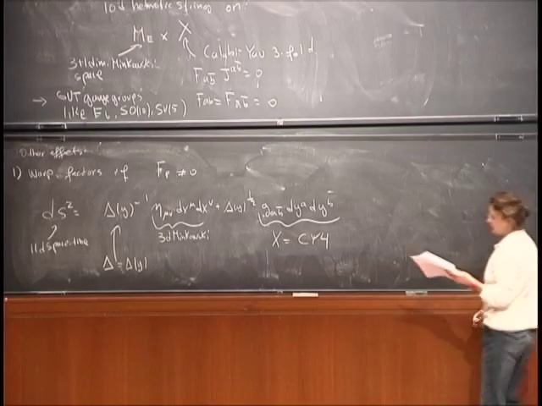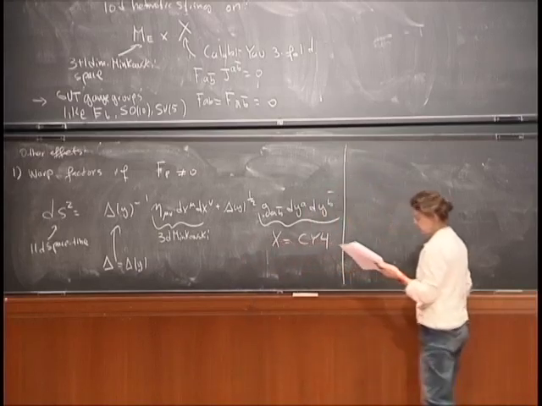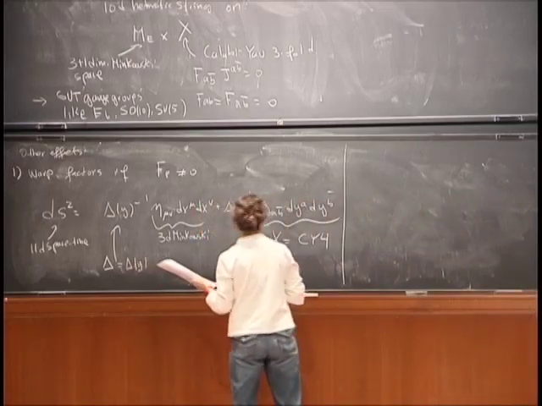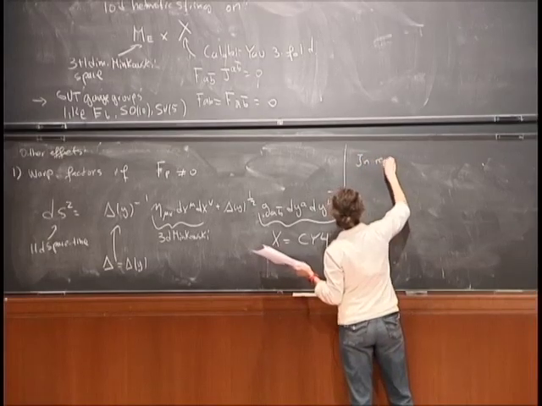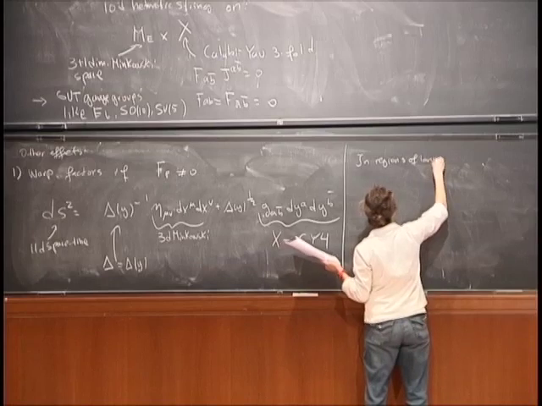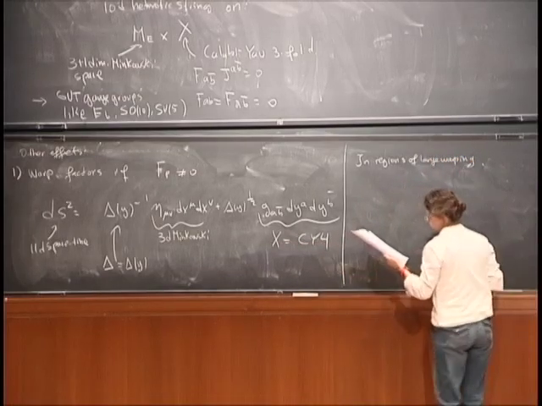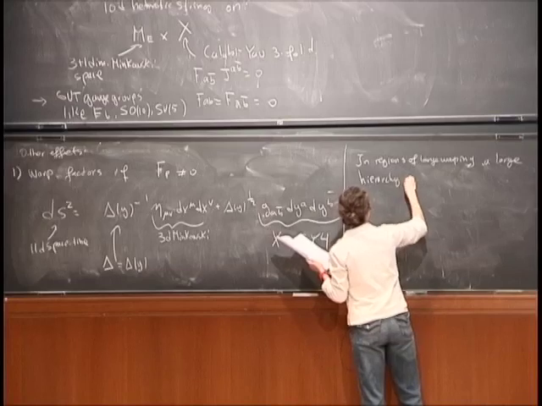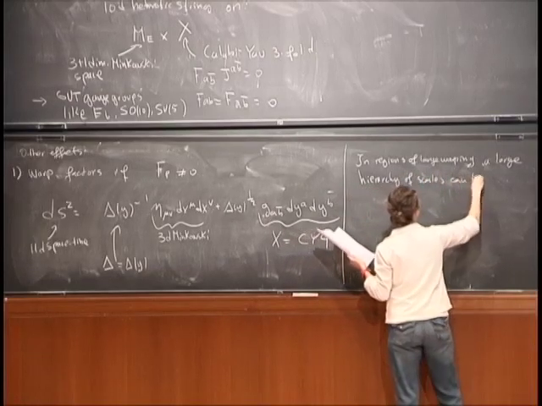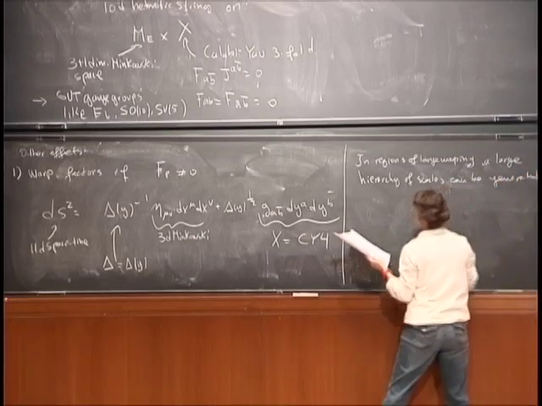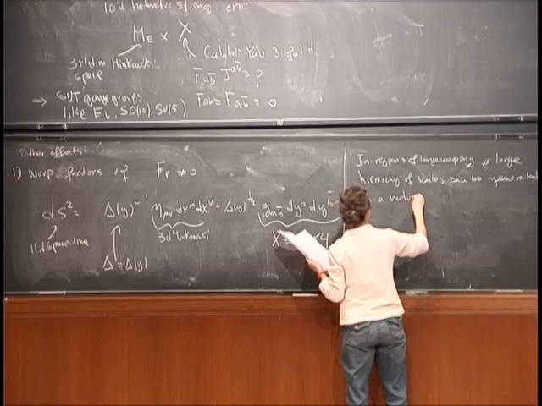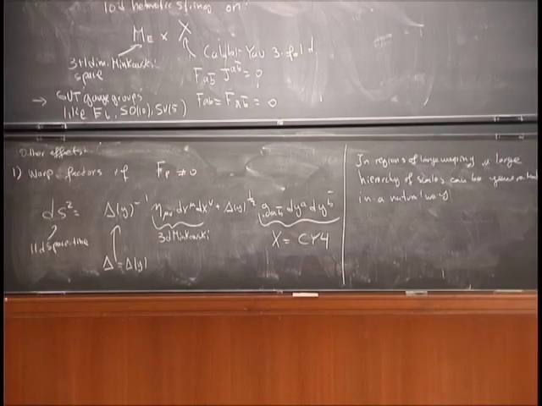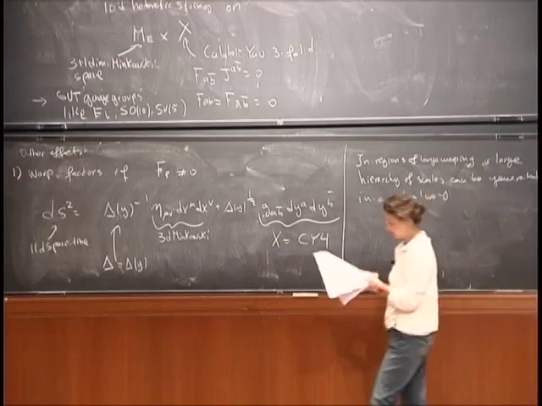As Melanie will explain in more detail in her part of the lectures in the context of type IIB compactifications, in regions of large warping, a large hierarchy of scales can be generated in a natural way. So this provides one of the few natural solutions of the hierarchy problem in string theory, so why the weak scale is so much smaller than the Planck scale.